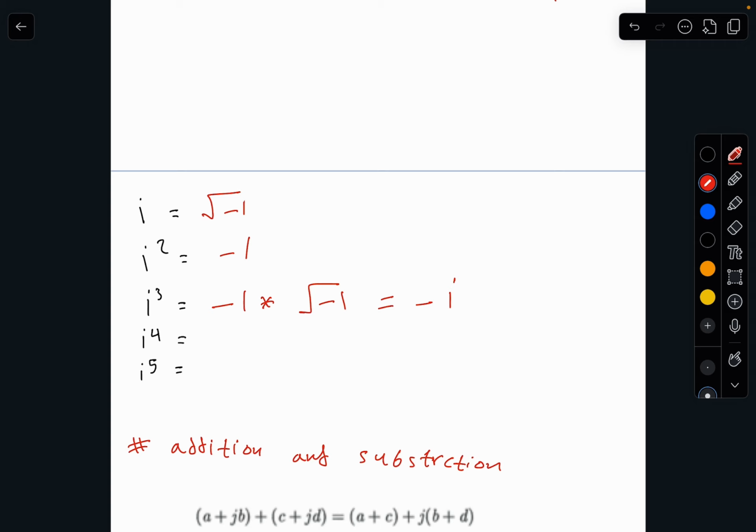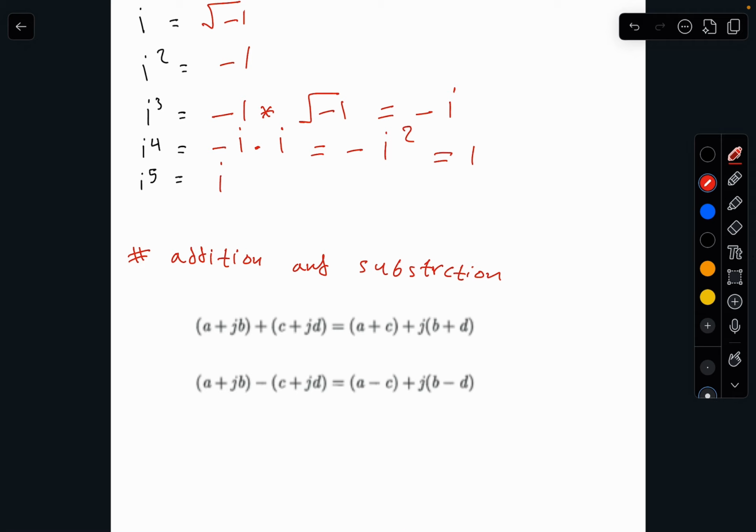And if we take it to the power 4, for example, we will get minus i times i, okay? And this will be minus i squared. And minus i squared is minus 1 times minus 1, so it's going to be equal to 1. And the power 5 is going to be i, because to the power 4 is 1, and to the power 5 is going to be i.